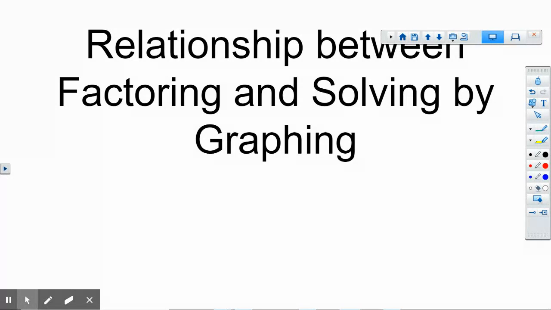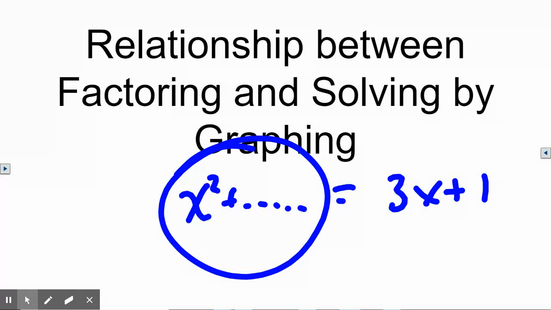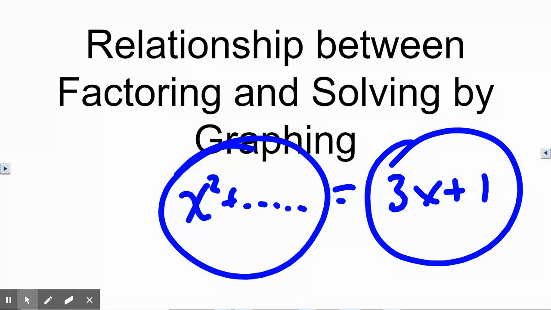solving an equation that we learned before was by graphing, where if you have an x squared plus something equals some other equation, you'd set this equal to y in Desmos, and this equal to y in Desmos, and you look for where they cross each other, the intersection between the two graphs. Another way is setting it equal to 0, moving everything to one side and seeing where it crosses the x-axis.